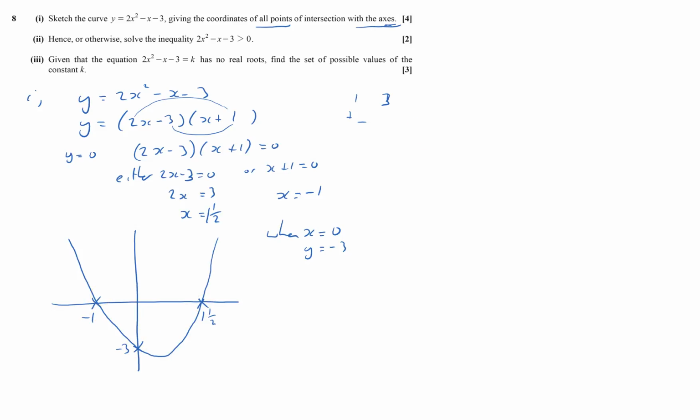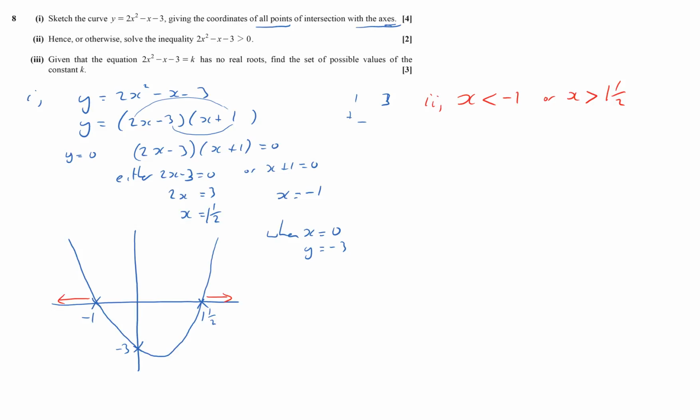Part 2, I'll do it in red up here somewhere. Hence or otherwise, solve the inequality. When is this greater than 0? Just check it is the same. So when is it greater than 0? It's greater than 0 for all the x values across here and all the x values here. So that'll be x is less than minus 1 or x is greater than 1.5. And I can't put it in one go because they're two separate regions. If I had to solve an inequality, I'd always do the sketch first anyhow.